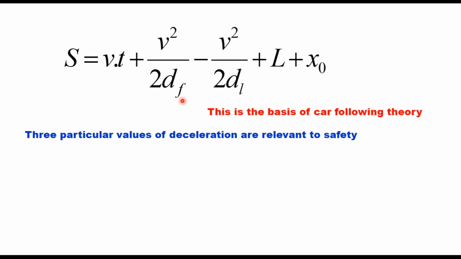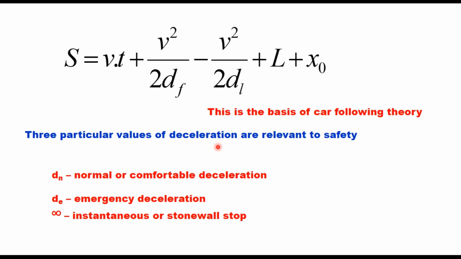And if you consider the values of DL and DF, three particular values of deceleration are relevant to safety. Dn is, let us say, normal or comfortable rate of deceleration. De, emergency rate of deceleration. And infinite, when you have instantaneous or stone wall stop. For example, in case of accident, the vehicle comes to stop immediately. So acceleration or deceleration rate becomes infinite.